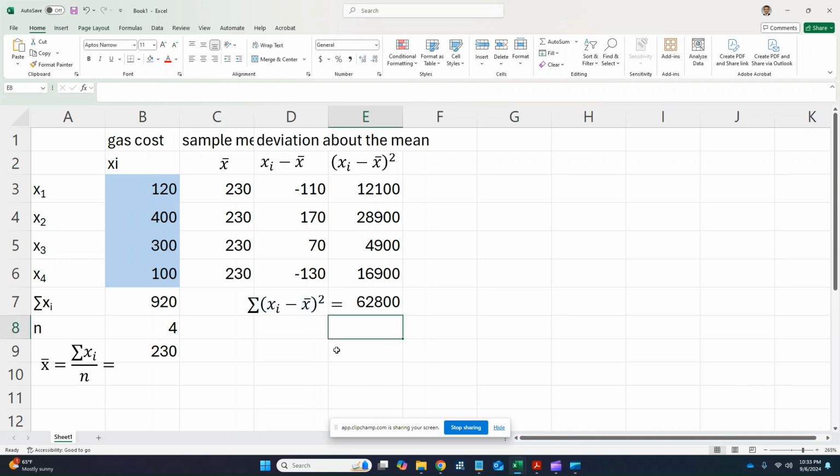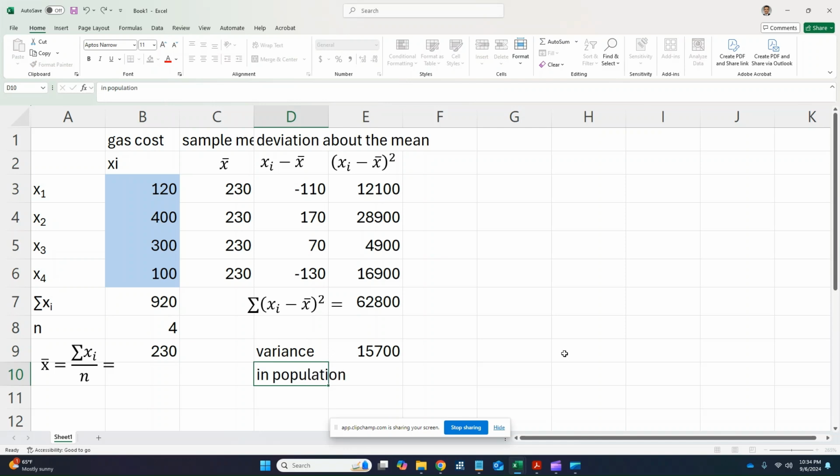Okay. Now, if I divide this number by 4, then ideally I should get the average of these squared deviations, right? So if I divide this number by 4, then I'm going to get the average of this number. So the average square deviation is this, and this is how we calculate variance in population, but not in the sample. I'm going to talk about that in a minute.